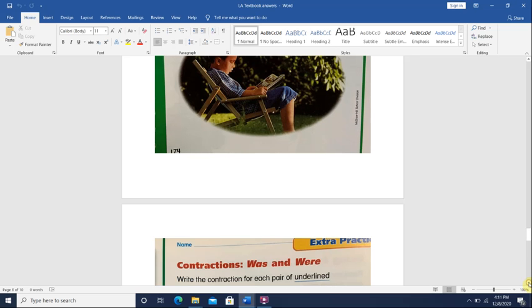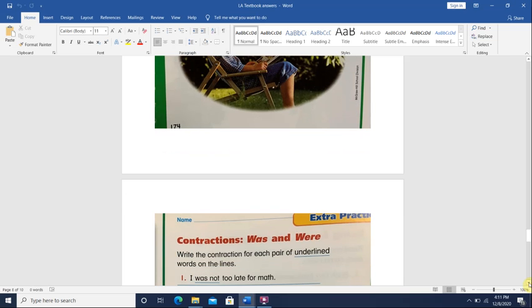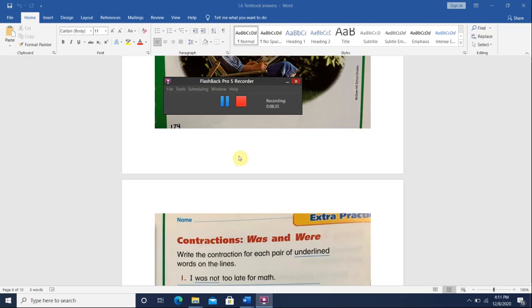And as we said, we use contractions. The contraction is when we have was not and were not. What do we do? We write the word as it is. Here, I was not late for math. I write the word was, and then I put the N, an apostrophe, and then the T.